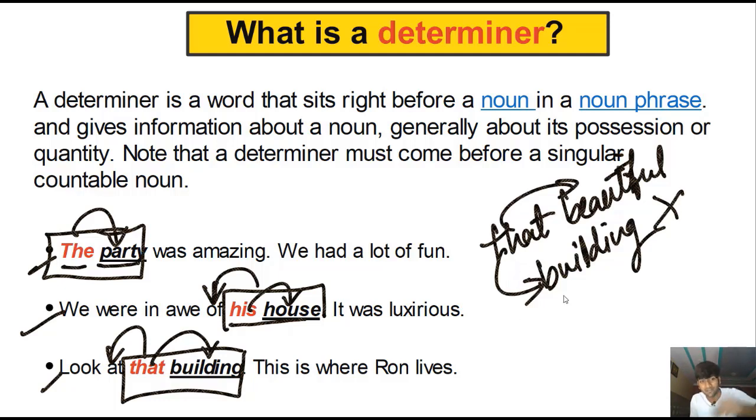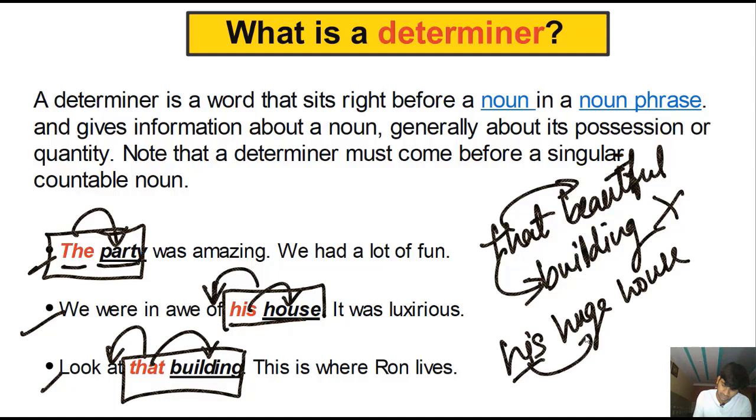So you can have an adjective between the determiner and the noun. All right, you can have that. I just showed you that. You can say we were in awe of his amazing house, of his huge house. We can say that, huge house, right? So we can use an adjective after a determiner. We can definitely do that. We can safely, positively do that.